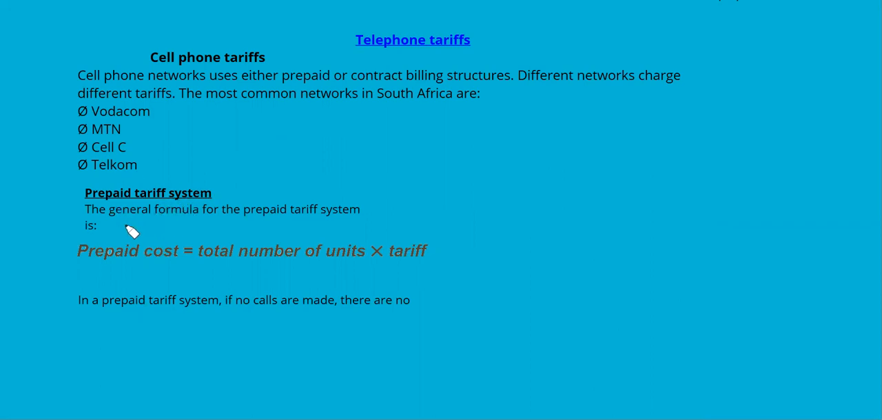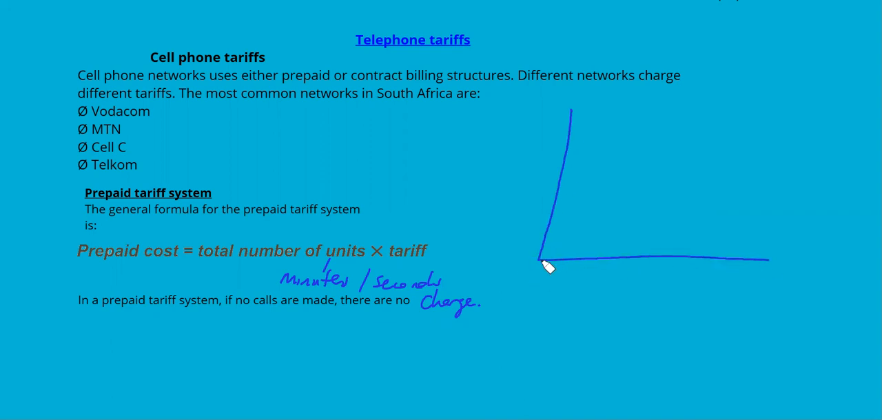So prepaid tariff. The general formula here is prepaid is equal to total number of units times the tariff. These units can be minutes, can also be seconds. Here these are total number of units times the tariff, which is the charge per minute. So in a prepaid tariff, if no calls are made, there is no charge.